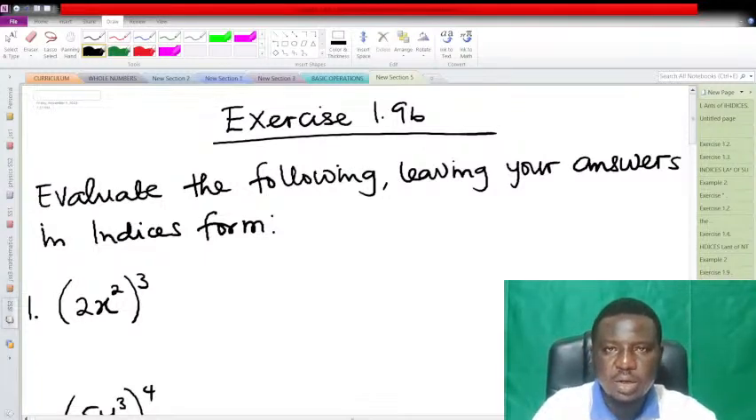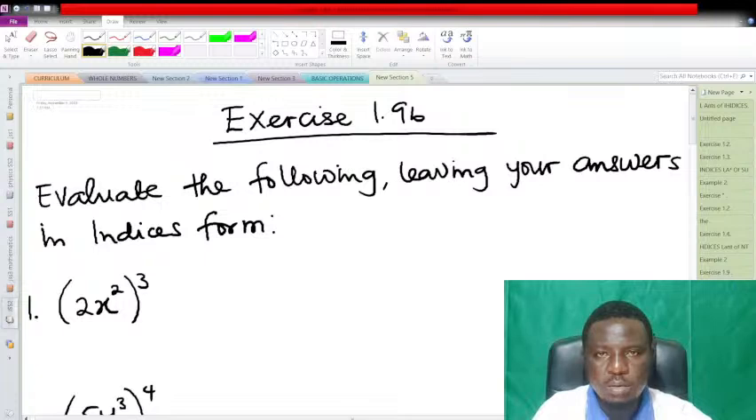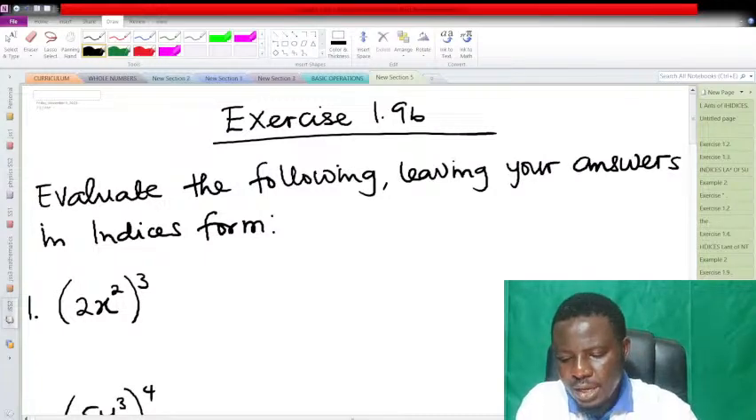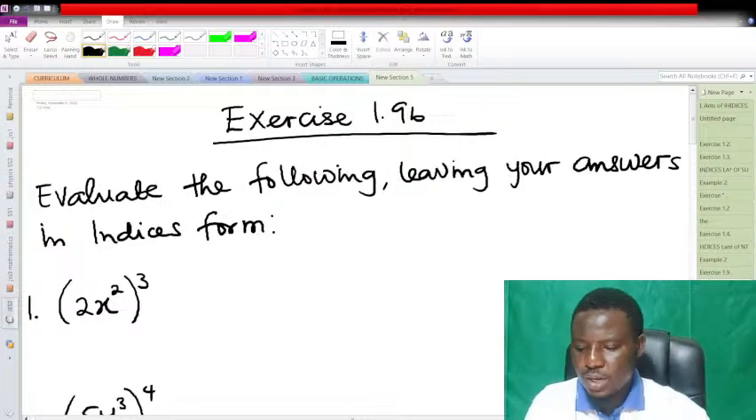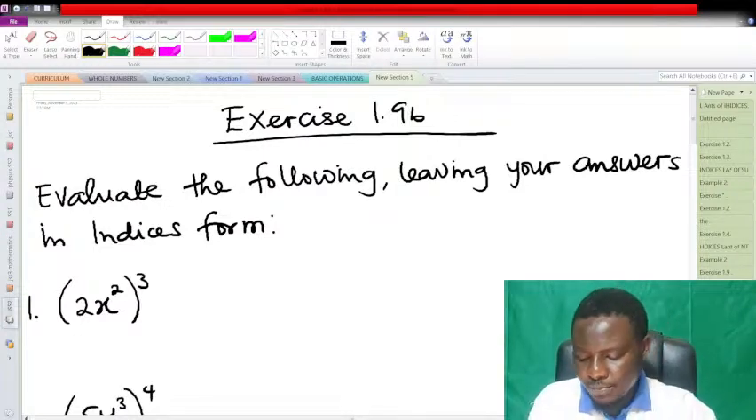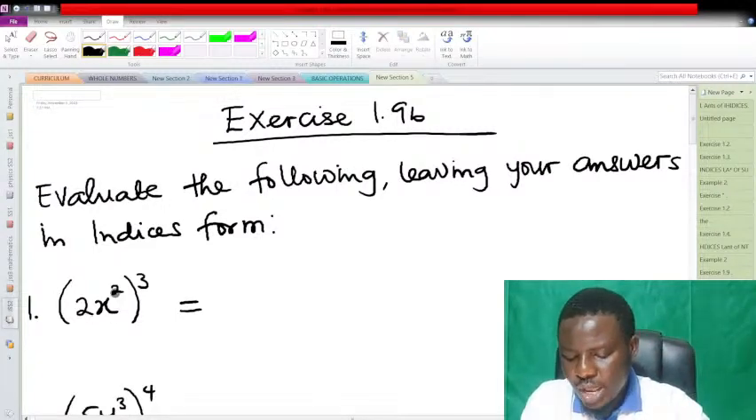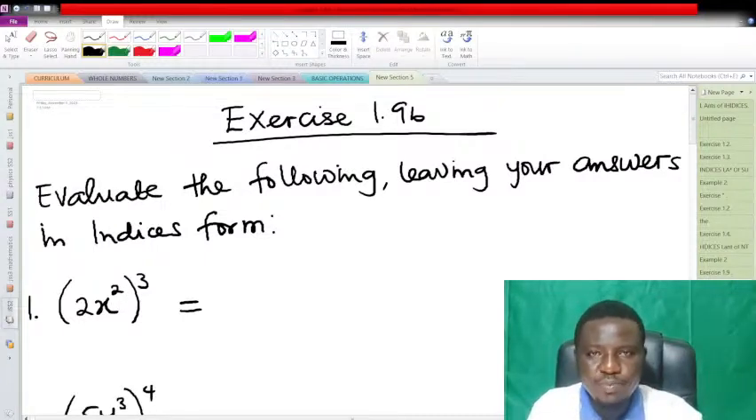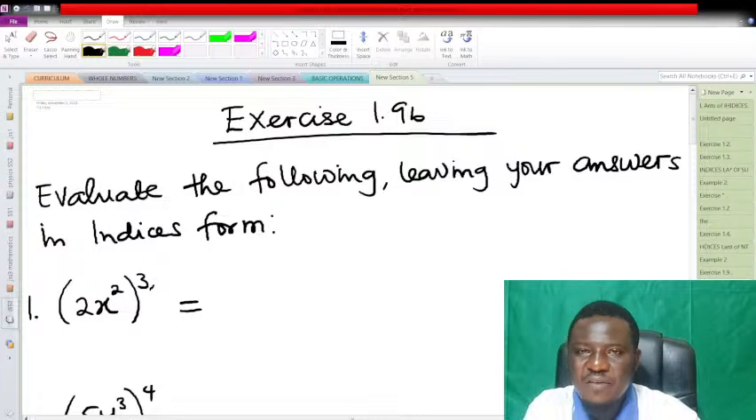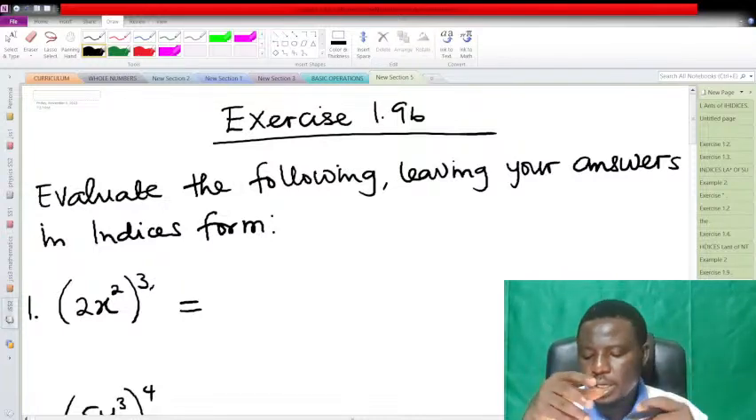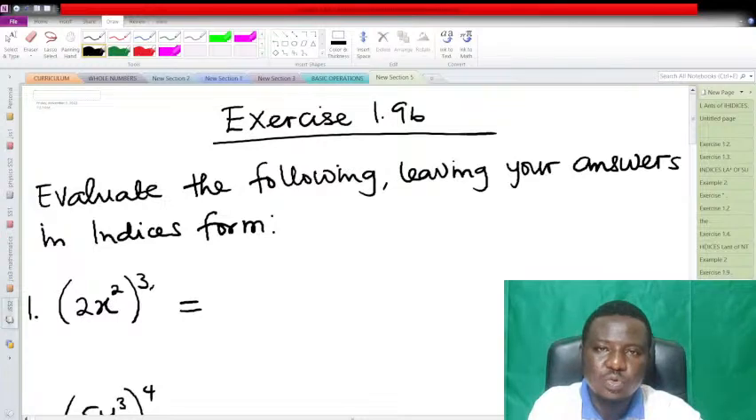Just like I said, we are going to upgrade it from the normal indices that I have just solved. Let's keep making it look complex to see how it can be solved. Now, we are asked to evaluate the following, leaving our answers in indices form, same as what we did in the first example. When you have 2x squared cubed, this cube will affect everything in the bracket. That's what it means, that you have to cube 2x squared.